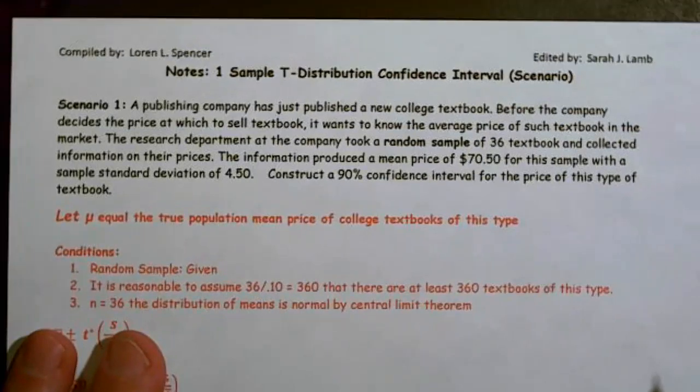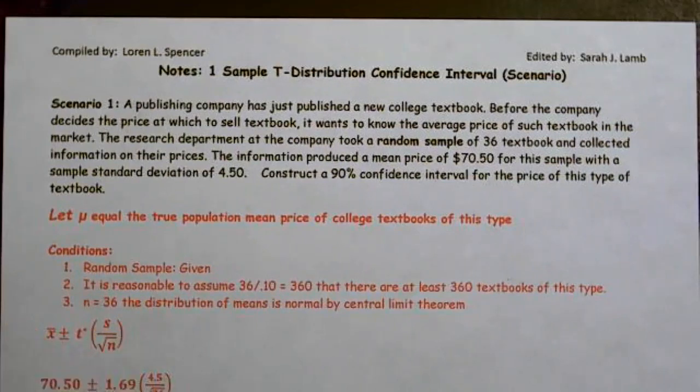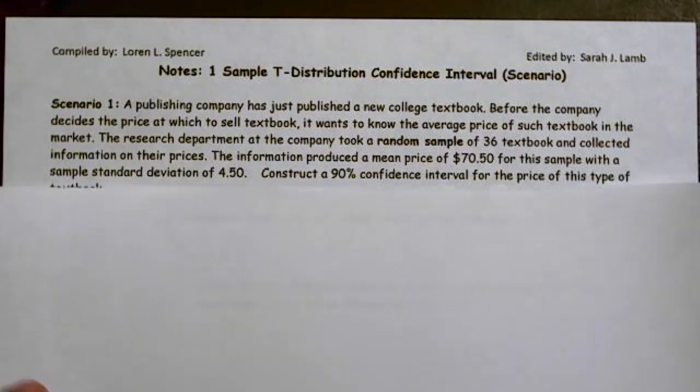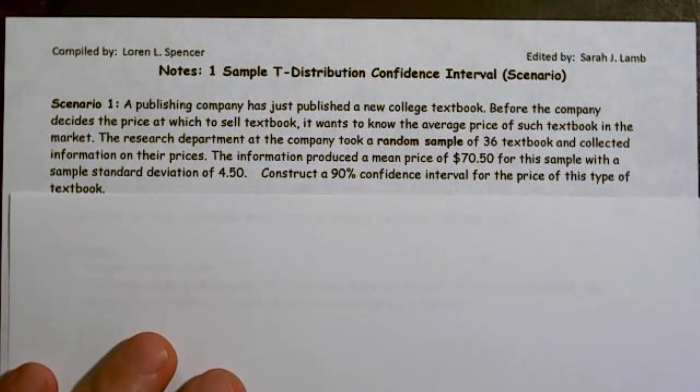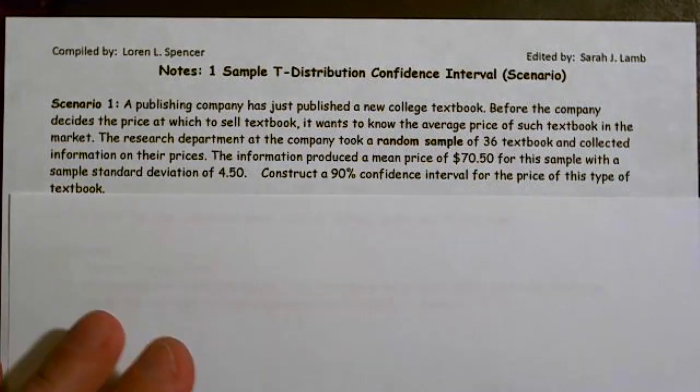So a publishing company has just published a new college textbook. Before the company decides the price at which to sell a textbook, it wants to know the average price of such textbooks in the market. That makes sense. Hey, how do other textbooks, what are the prices for other textbooks that are similar?